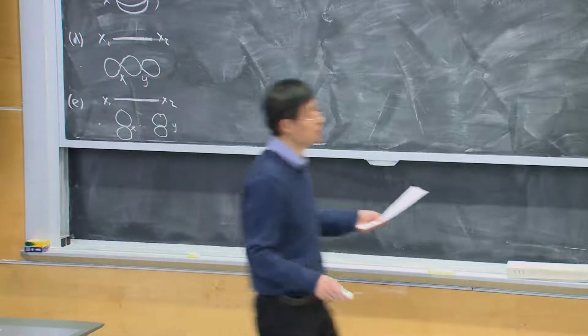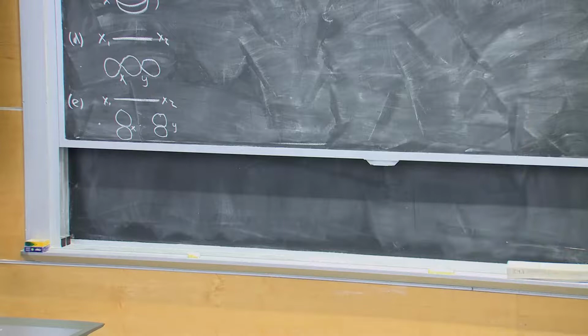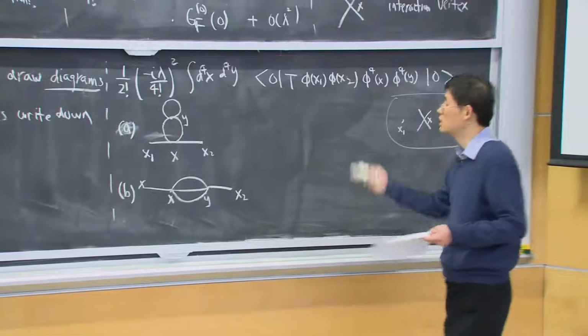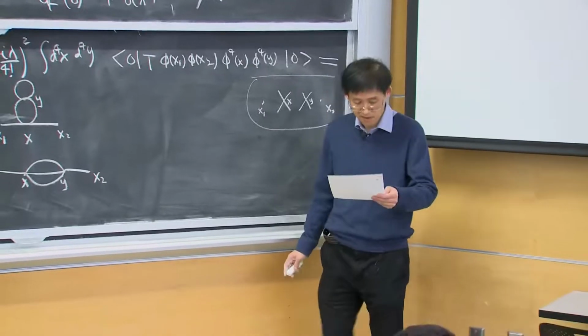So any questions on this? These are essentially all possible contractions you can have between them. We just draw them as diagrams.